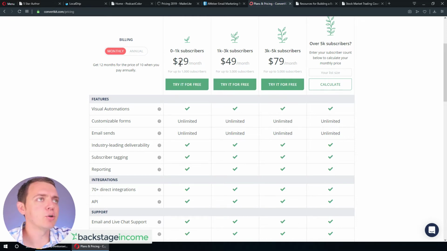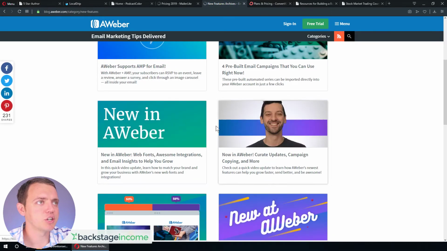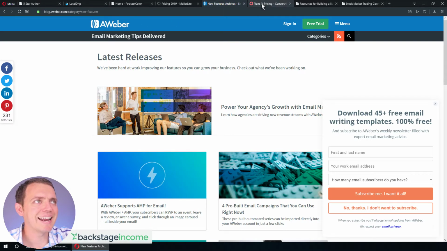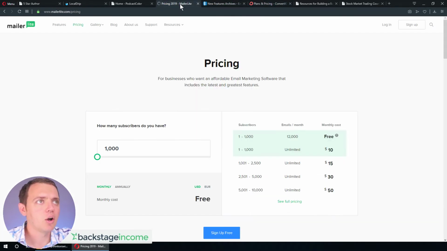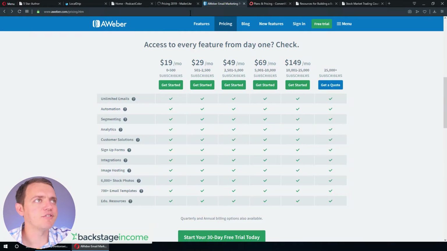Now here they start you off at $29 a month as well. If you look, Aweber's $19 lacks a little bit of automation. Still, they do have some cool features with some basic automations, and you can probably see some of the new features here that they have. Web fonts, awesome integration. It's not as good, I find, as ConvertKit or MailerLite, but it's still fantastic to get you started.